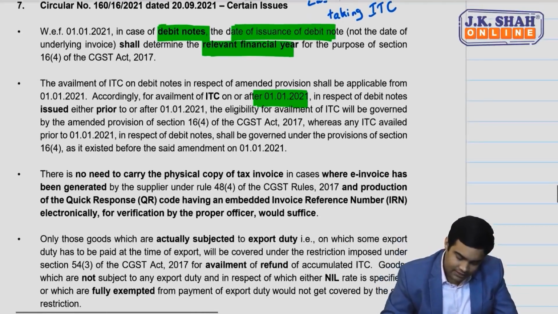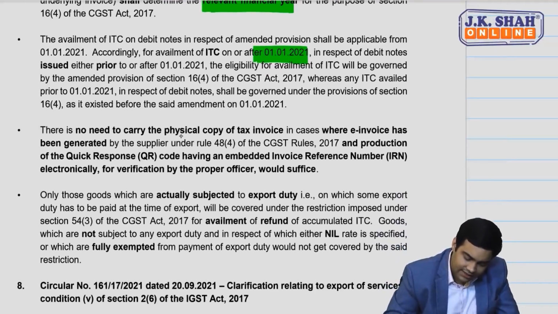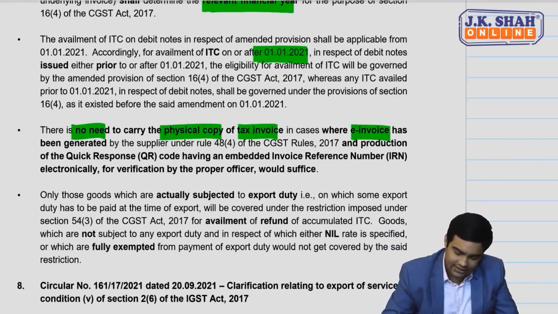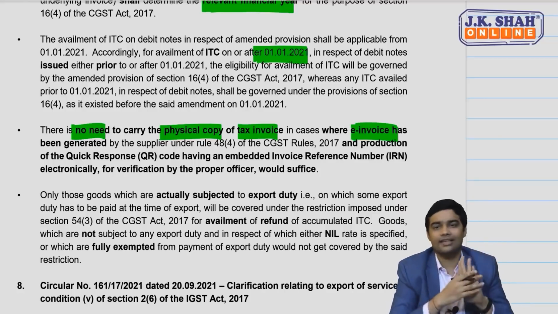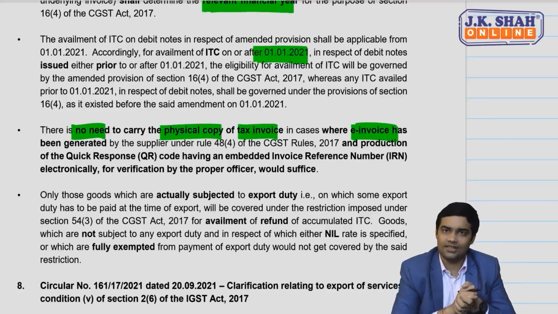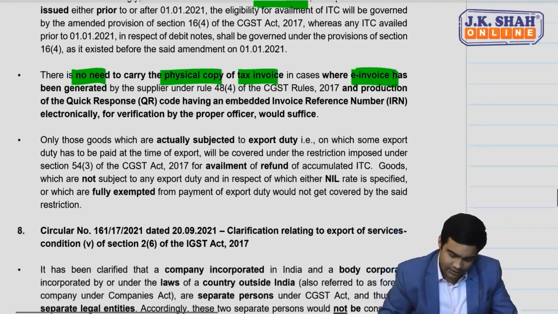Okay, sir. Then a physical copy of the tax invoice is not required where it is an e-invoice. If you can display that e-invoice, that is sufficient. Physical copy not required. This is one important thing.